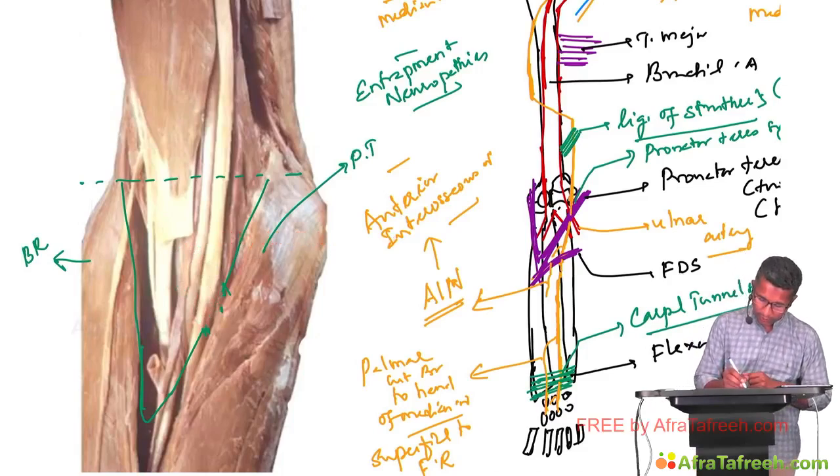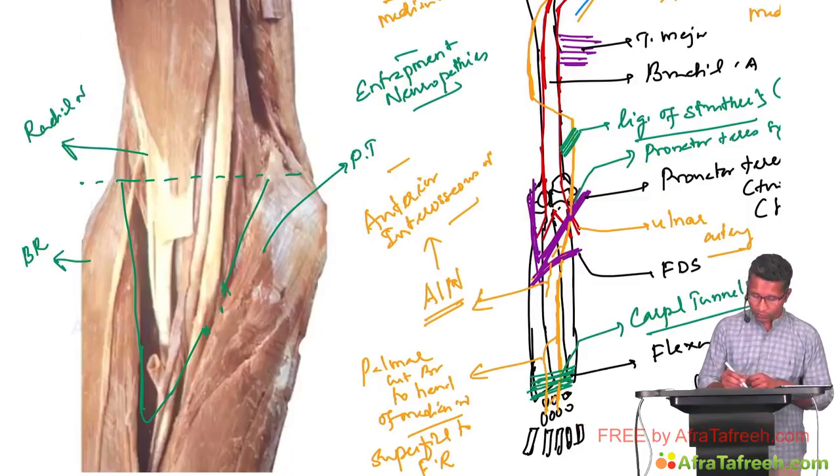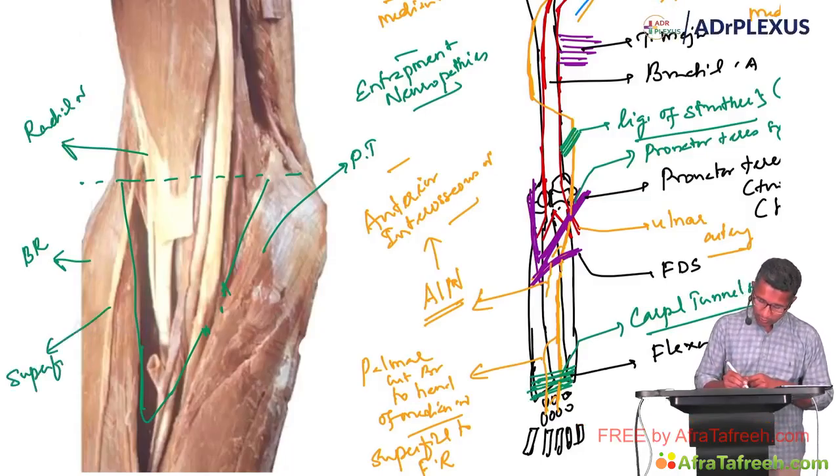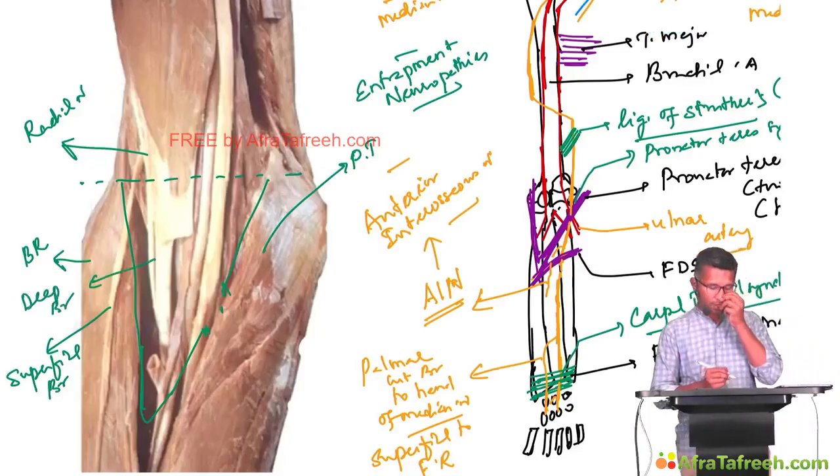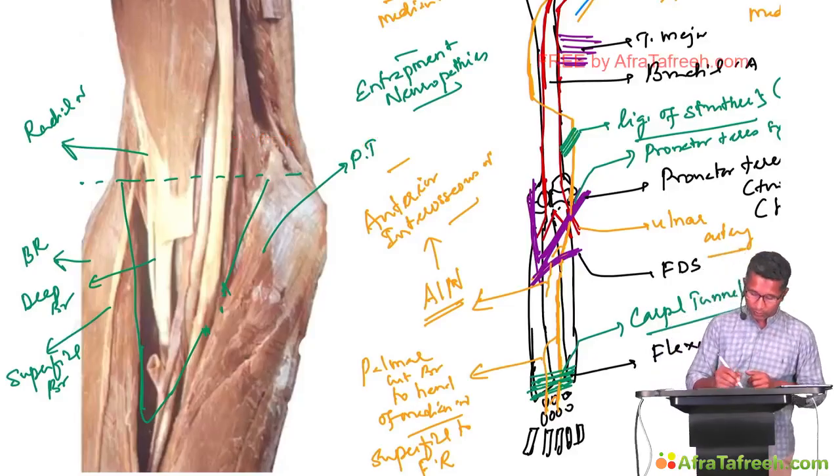This is the radial nerve. The radial nerve in the cubital fossa divides into two. This is the superficial branch. And this branch you see here is the deep branch of the radial nerve. And just medial to it you see an artery. The artery you see here is the brachial artery.